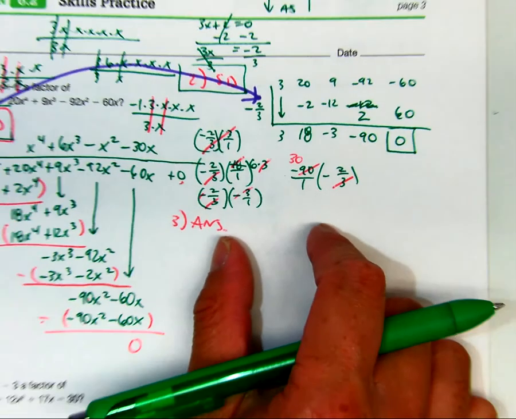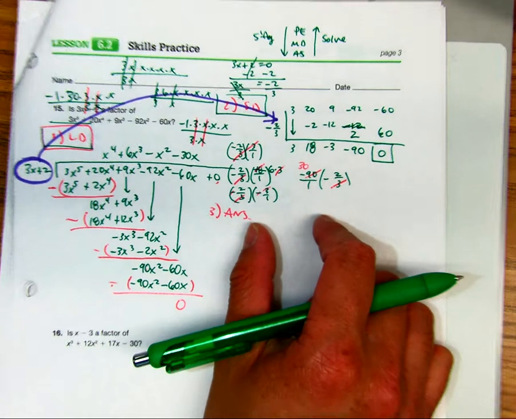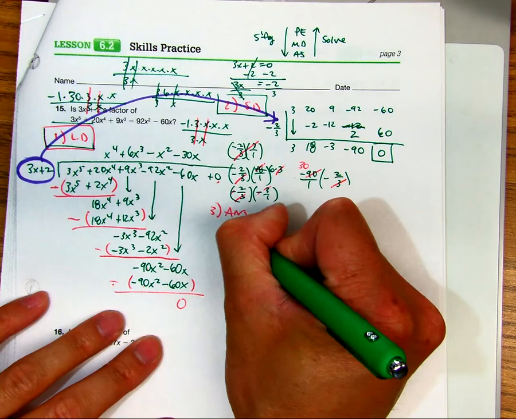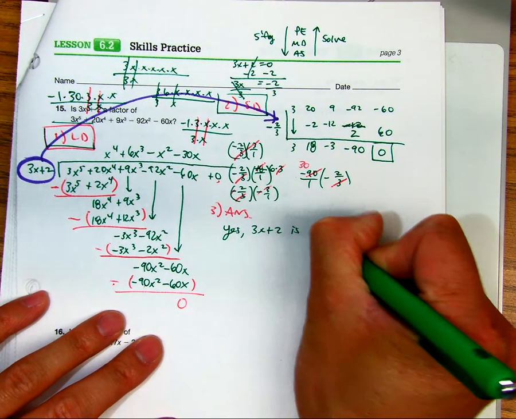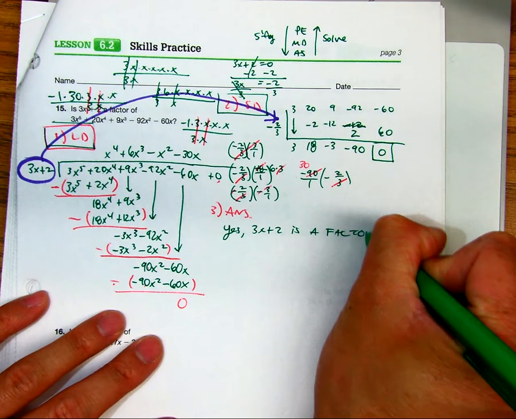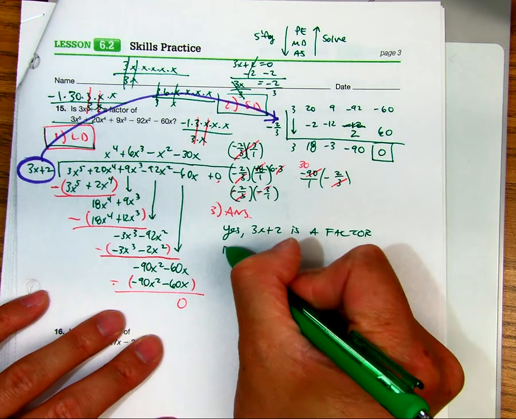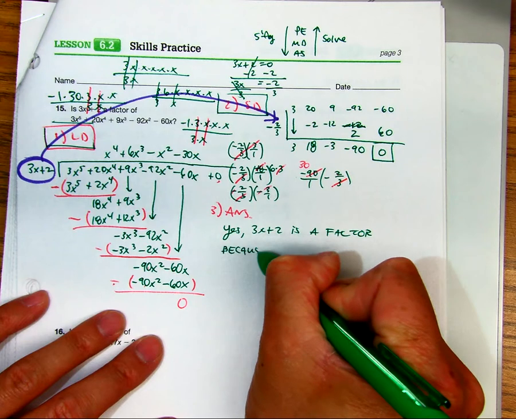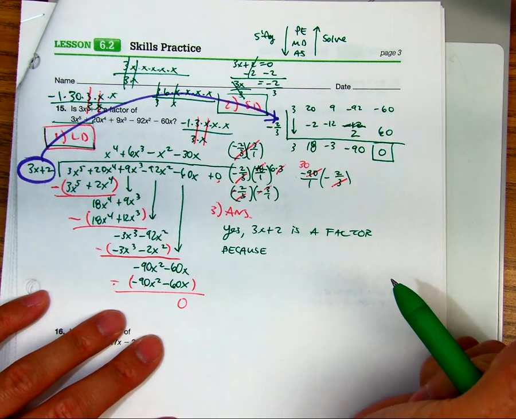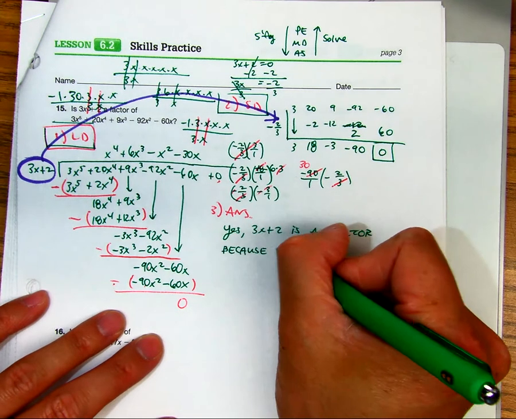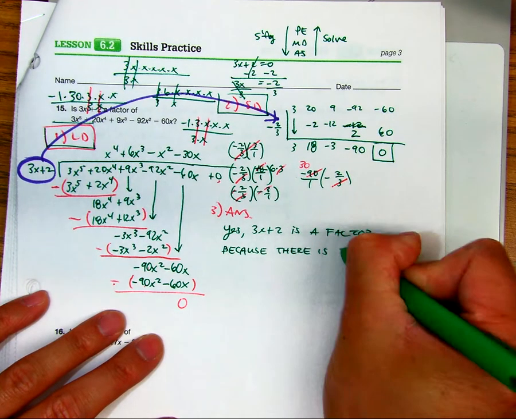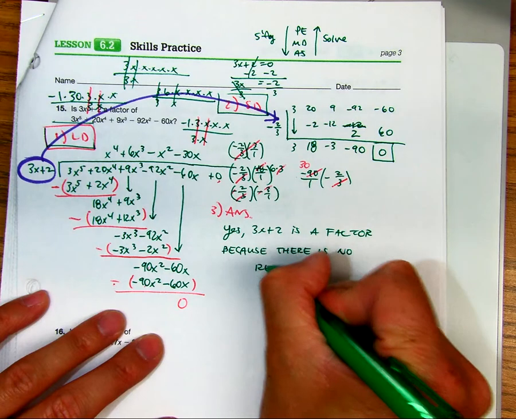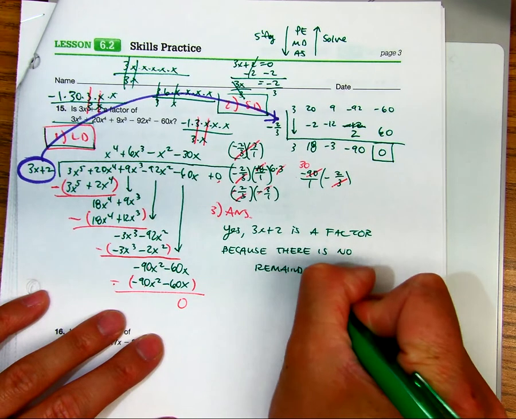Okay, so the question is, is 3x plus 2 a factor? Yes. 3x plus 2 is a factor because, there's my explain word, because what? Because there is no remainder. There is no remainder. Okay, you're going to get upset at me, okay? No, we did it right.